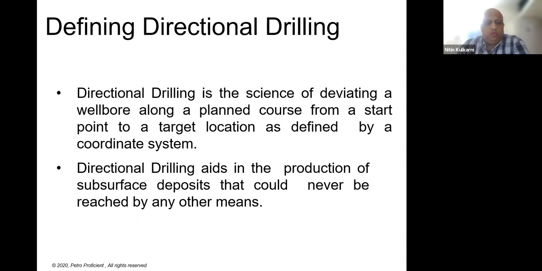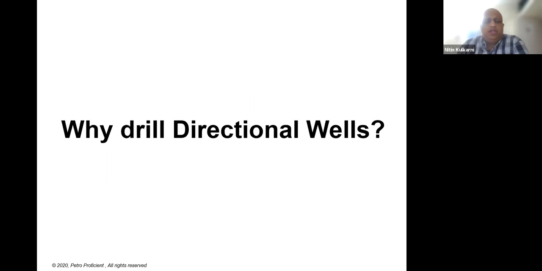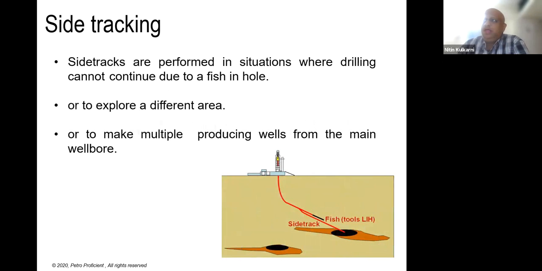So why drill directional wells? Sidetracking is performed in situations where drilling cannot be continued due to a fish in hole, or to explore a different area, or to make multiple producing wells from the main wellbore.